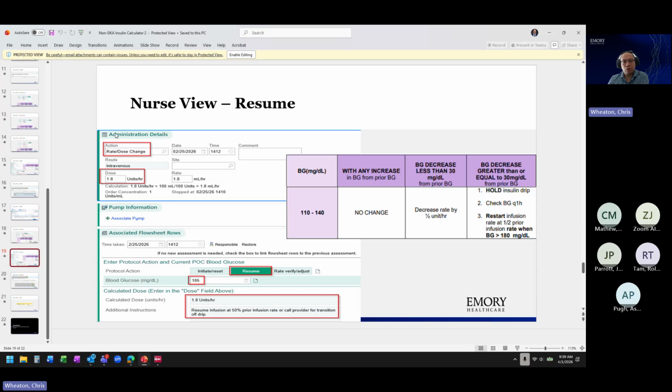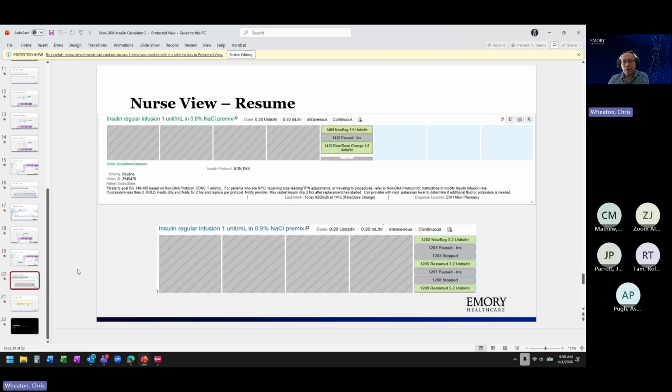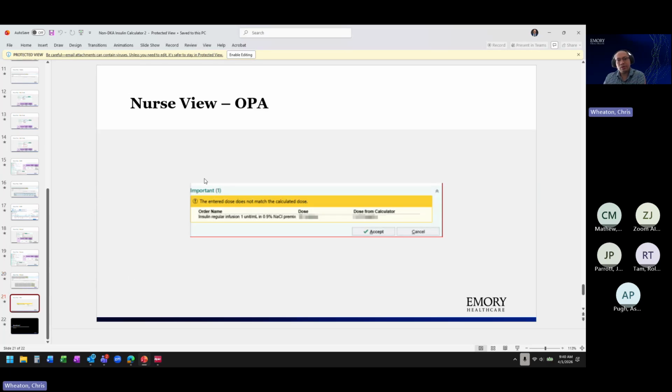For the MAR action to resume it, you can still use rate dose change or restart it. Either one is appropriate. You would then restart it at the pump. Here's just a different view of how it can look when you're using it in Epic and in the pump. We will also have clinical decision support, so if the calculator does not match what you're inputting into the MAR for the administration, you can get a warning and either correct it by hitting cancel and adjusting the dose input, or you can accept if it is appropriate to continue at the dose that was deviating from the calculator.